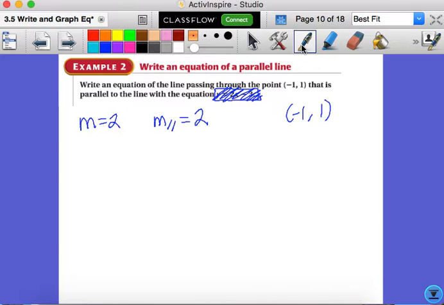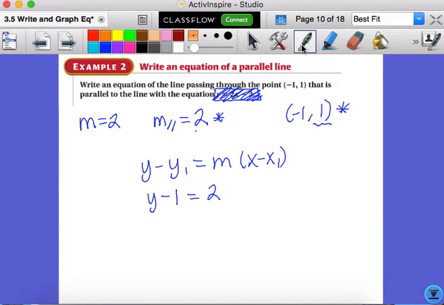So now that we have this slope and this point, we're going to use point-slope form of a line. So using point-slope, y minus y1 equals m times x minus x1, I'm going to plug in what I know. Y minus the y-coordinate equals the slope, which I have here, times x minus the x-coordinate in here. So again, when I have that minus a negative, remember that that becomes a positive.